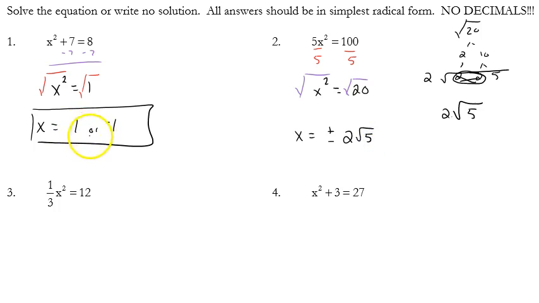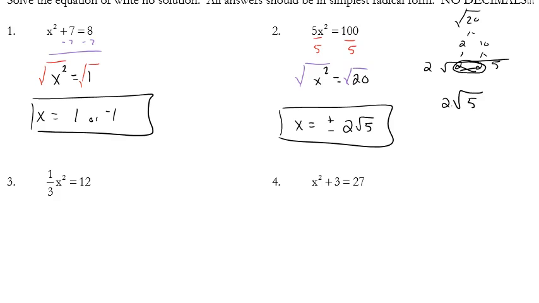You can write it with the word or in between your positive and negative, or you could write it as plus or minus. But when you're solving, that's 2 answers. If you only give me 1, you're not going to get full credit.